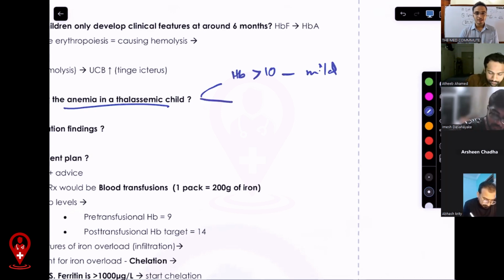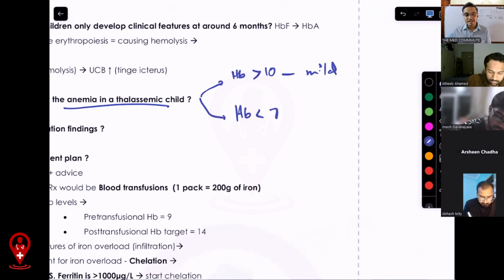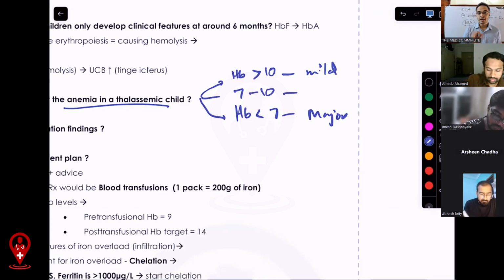Then we can have another one where Hb is less than 7. These are our severe cases. These are our majors, beta thalassemia majors. Then finally, Hb of 7 to 10 is our moderate one. So this can be a properly treated major, or this can be a thalassemia intermedia.